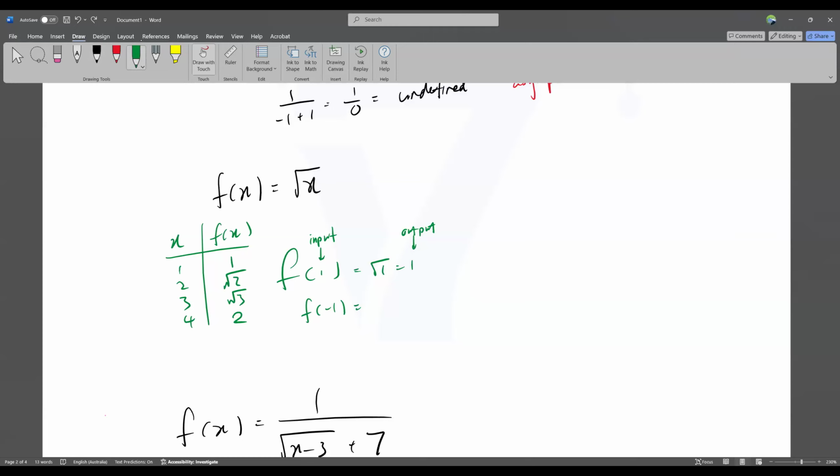Isn't it meant to be, shouldn't it not exist? Isn't it imaginary? Yeah, square root of -1 is undefined, okay? At least for you guys, it's undefined. There's a concept, okay, this is called imaginary numbers.